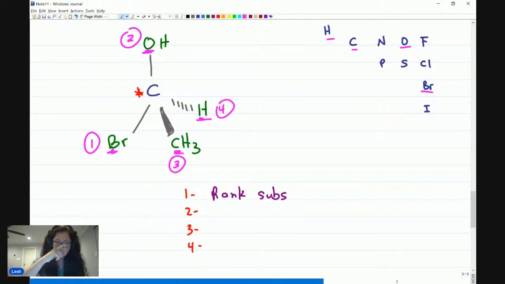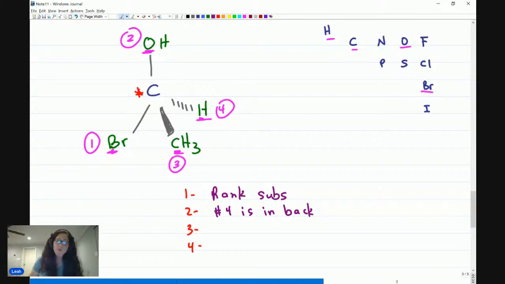Once we have our 4 substituents, the next thing you want to do is make sure that number 4 is in the back. I'll show you what to do if it's not, but in this case, number 4 is in the back. I did that on purpose. It is on the dashes. It is going into the page.